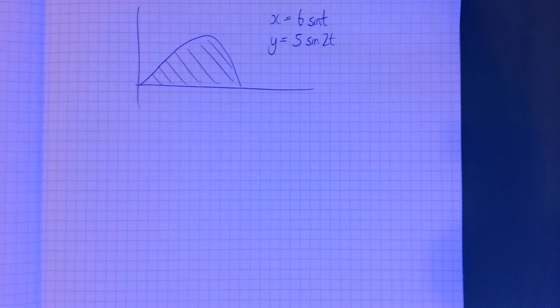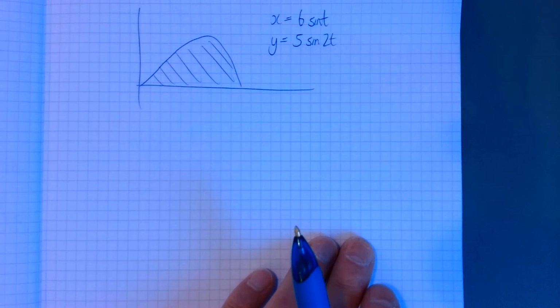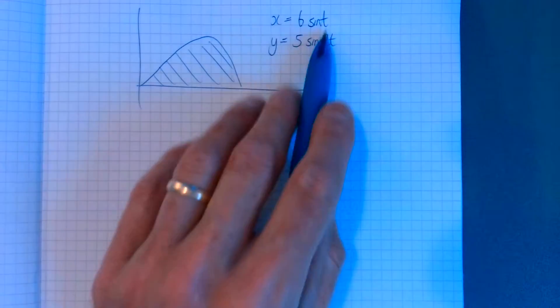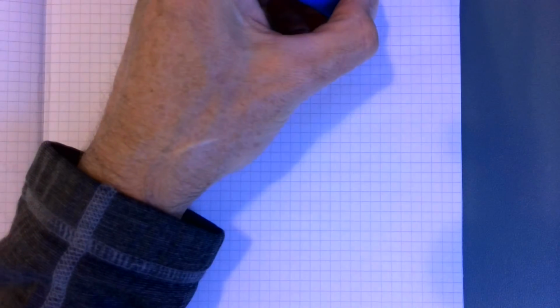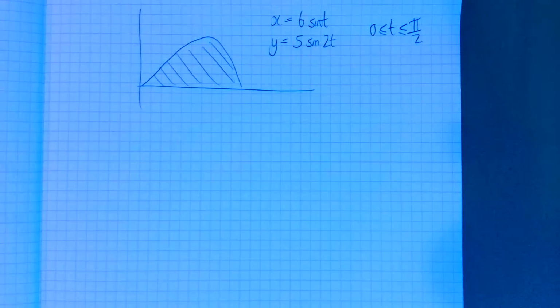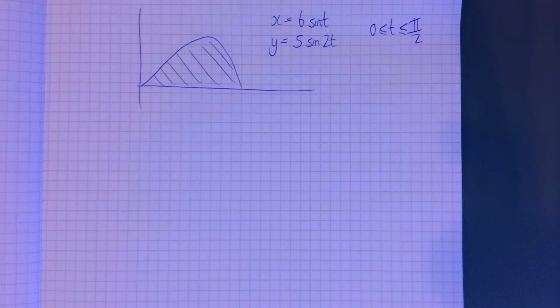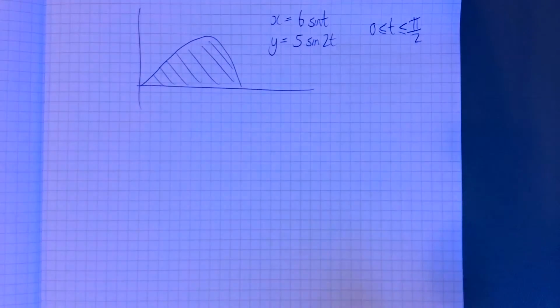Okay, so this video is about parametric integration. This function here, I want to find the shaded area, and the function is defined parametrically, and the range of values of t are between 0 and pi over 2. Now, one way we could do this is to convert this to Cartesian, and converting parametrics to Cartesian when trig is involved can be really fiddly. We don't need to do that.